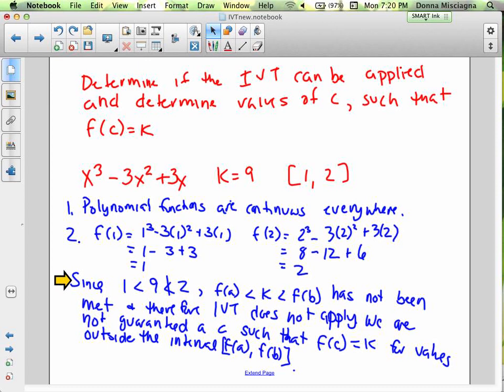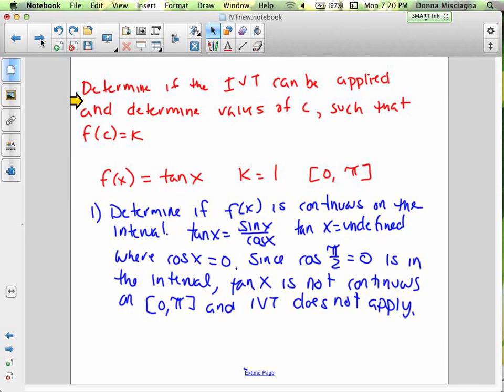We're done with this one. No point solving if you don't meet the requirements. You stop as soon as you don't meet a requirement. But you continue if you meet all the requirements.